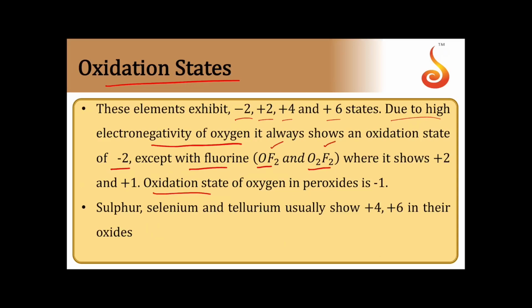The oxidation state of oxygen in peroxides is -1. So these are all exceptions. Normally it exhibits only the -2 oxidation state, in fluorine compounds it shows positive states, and in peroxides it shows -1 oxidation state. The remaining elements, sulfur, selenium, and tellurium, normally show +4 and then +6 oxidation states in their compounds. This is regarding the oxidation states of these elements.